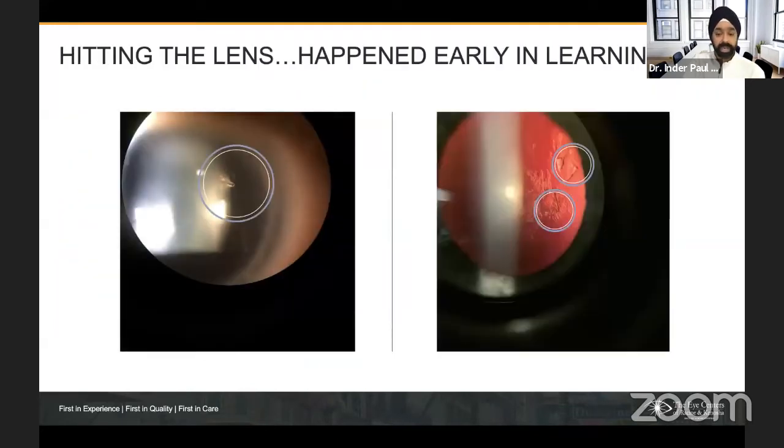So these are 2 lenses that I hit. The reason I hit these lenses was because I did not titrate the illumination. I did not turn the slit lamp oblique. So these happened in my first 20 cases until I realized how to maximize the view.